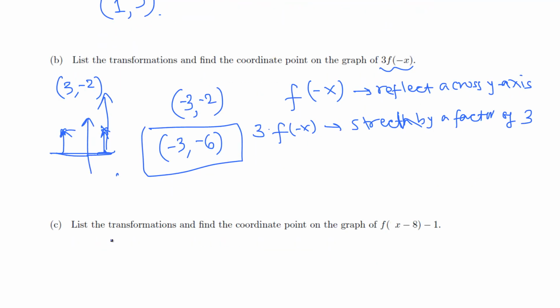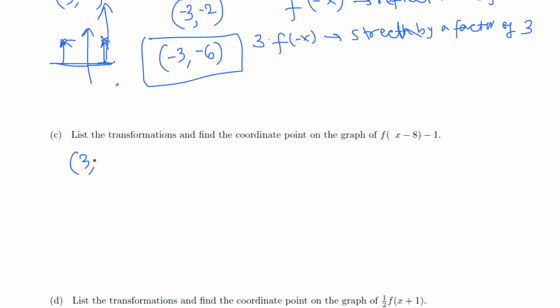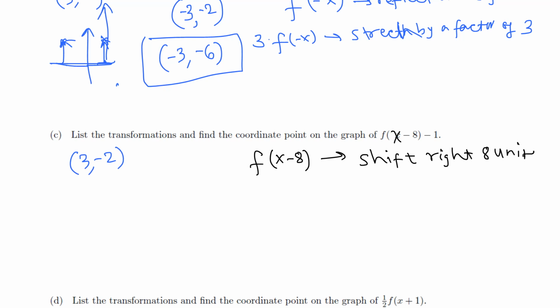Same thing here. Now our given point in the question is (3, -2). So this is f(x - 8) - 1. So f(x - 8) means minus 8 shifts right by 8 units. That's the horizontal shift. Right or left means only the x coordinate is changed. So right means we are adding 8. So this will be (11, -2).